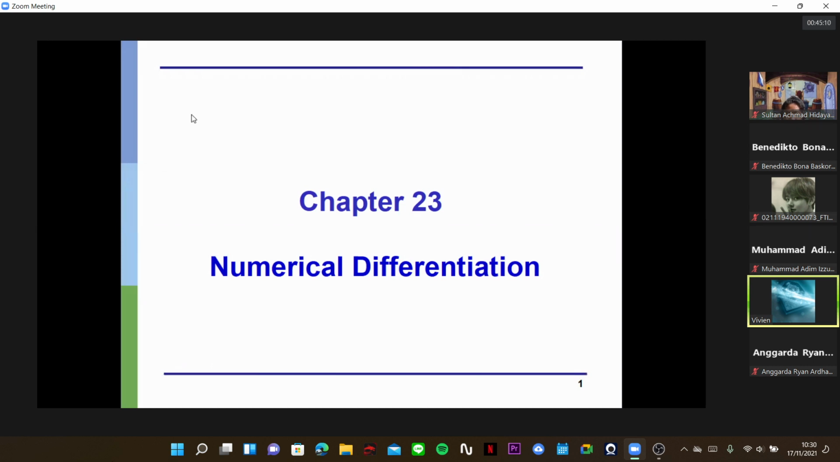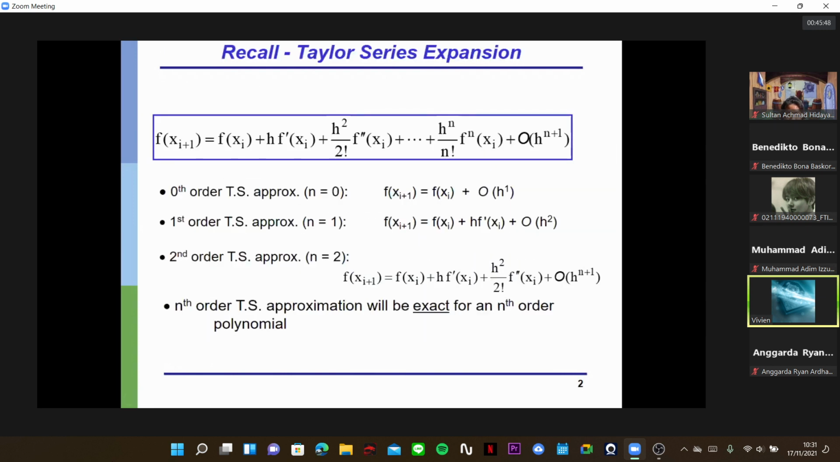Okay, so now we continue on chapter 23, which is still in the same part, about numerical differentiation. We have learned this before when we learned about Taylor series expansion, so we will just do a quick review. This will not be long. Just to remind you that we have learned of this, and there are several schemes that are available. I think you still remember this.